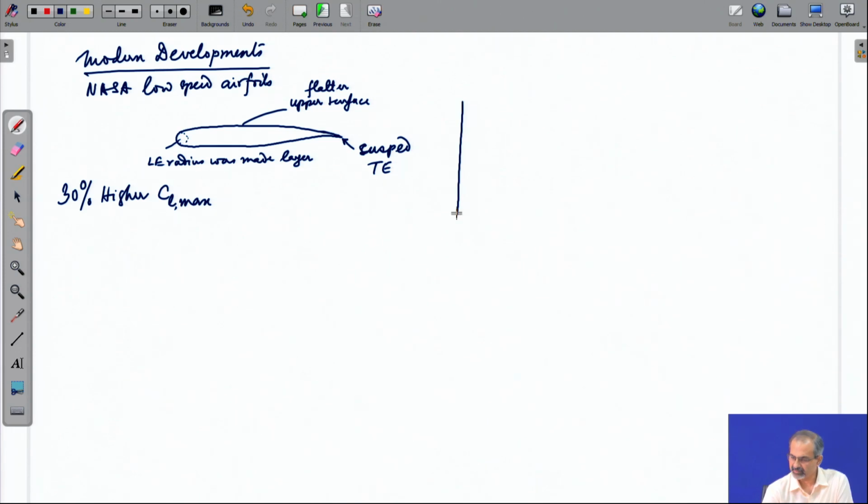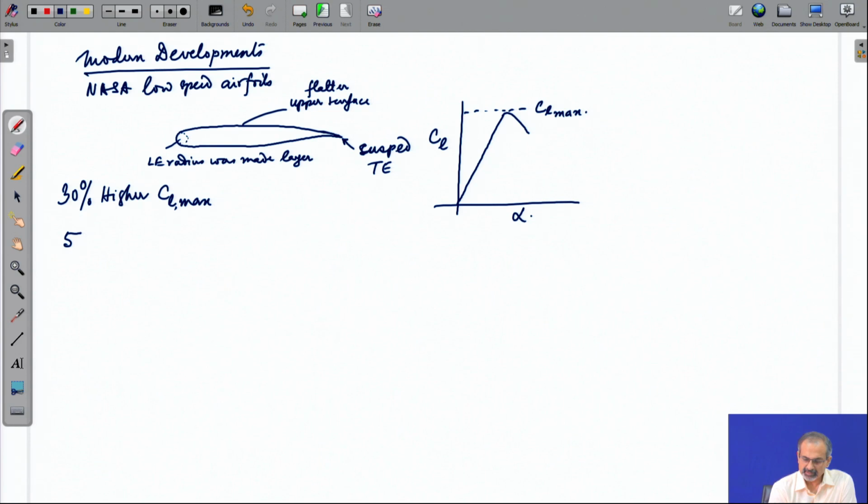What is CL max? We recall that in the CL alpha curve, the highest point that the CL curve reaches is called CL max. So, there was about a 30% improvement on that, and then approximately 50% increase in L by D ratio at a CL value of 1.